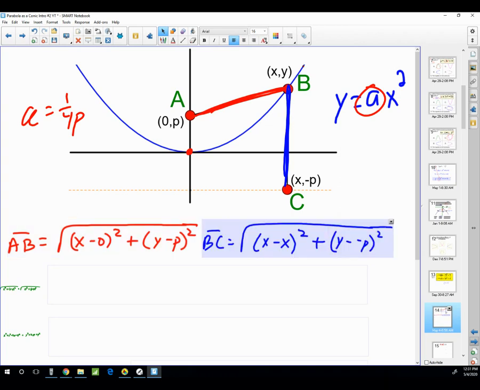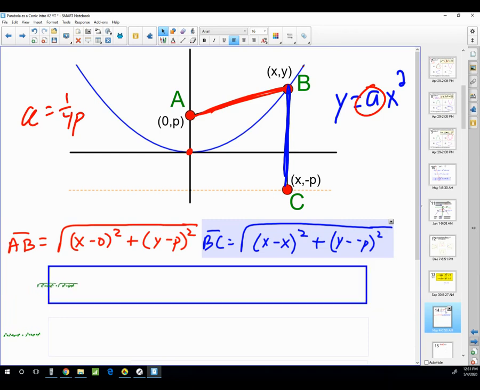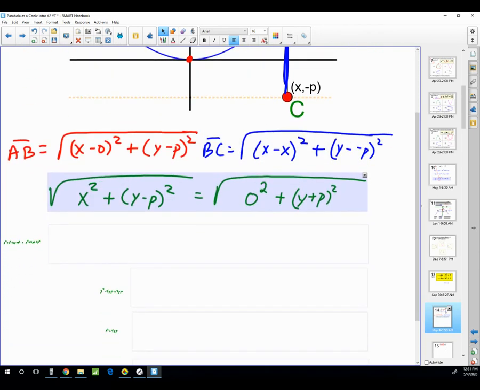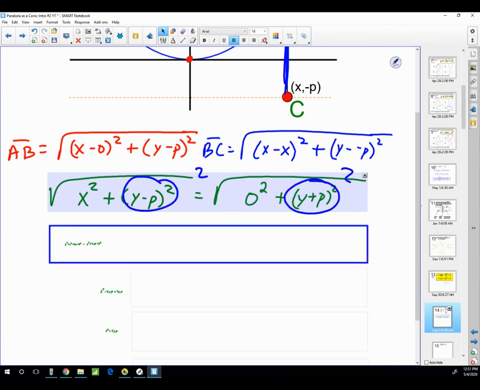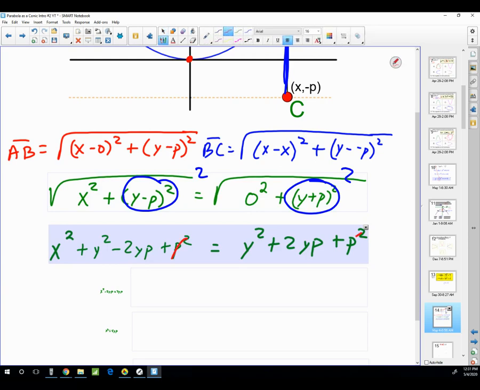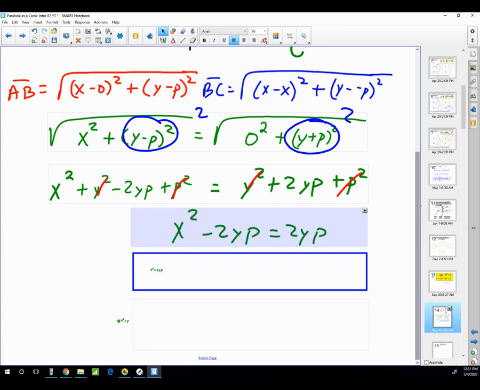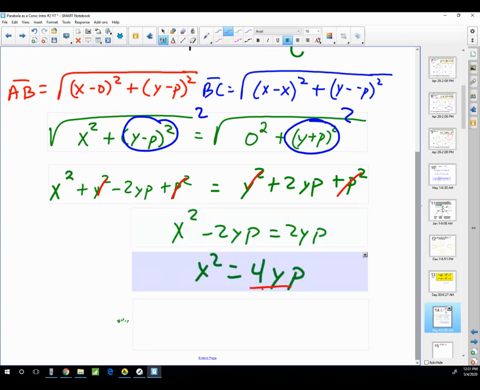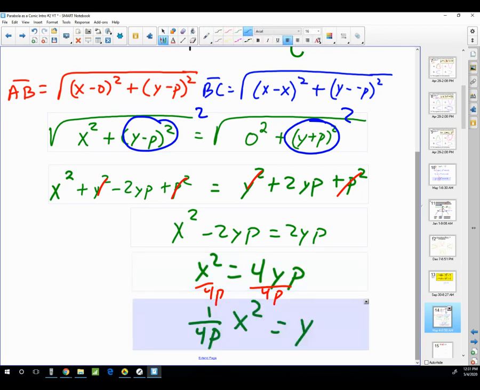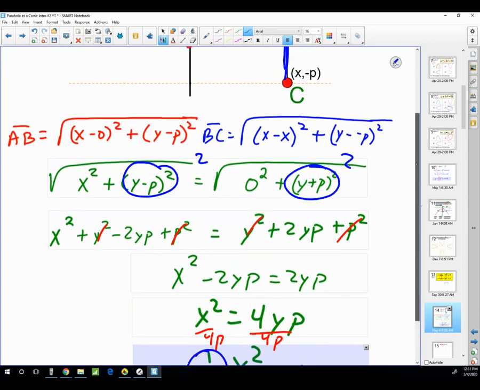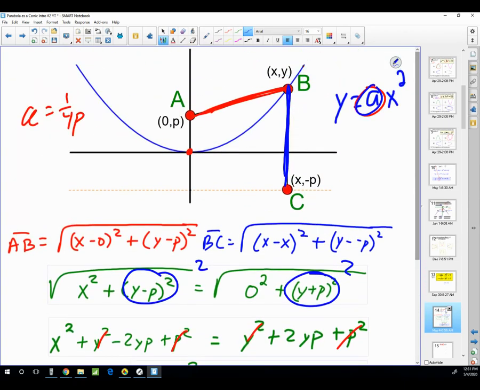Those two segments have to be equal by the definition of a parabola, which would give us this. Wow. And so if we squared both sides like that and then expanded the binomials, we'd get this. And then stuff cancels. I mean, that happens in math. The p squares, the y squares cancel, and then we would just have that left. Not much left. And then add the 2yp to both sides, we'd get x squared equals 4yp. And I want to divide both sides by 4p and get this, that 1/4p is the lead coefficient now, where it was a. And so we can now say that a equals 1/4p, and we will say that.